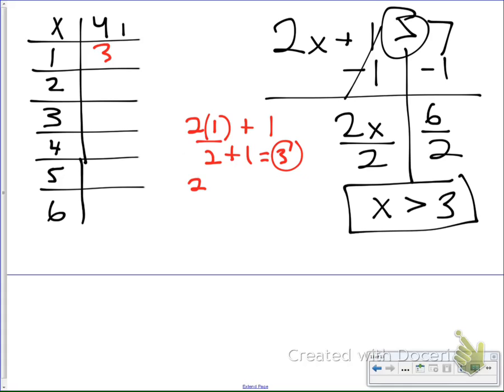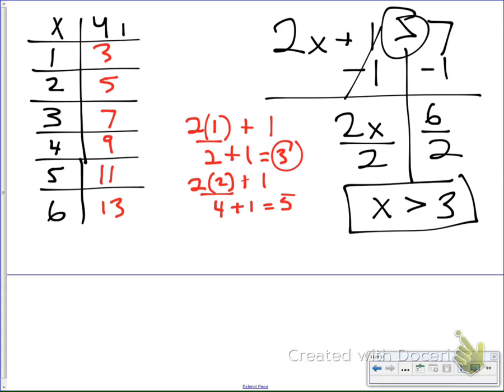Now I do the same thing for the next one. 2 times 2 plus 1. 2 times 2 is 4, plus 1 is 5. And there is my second y value. I'll continue that process for the rest of my table. 3 times 2 is 6, plus 1 is 7. 4 times 2 is 8, plus 1 is 9. 5 times 2 is 10, plus 1 is 11. And 6 times 2 is 12, plus 1 is 13. So now I have my y values figured out.